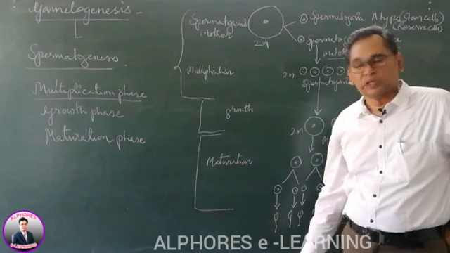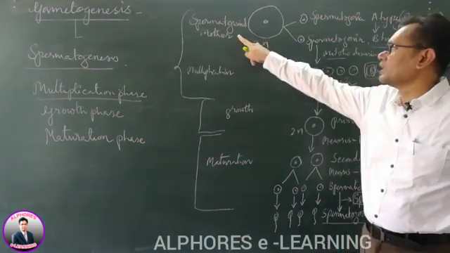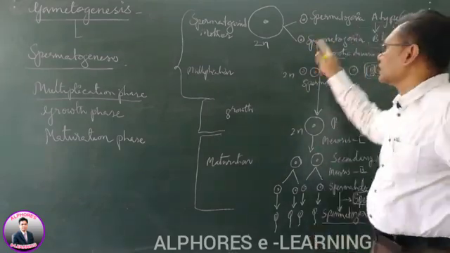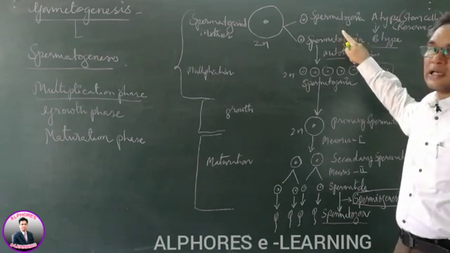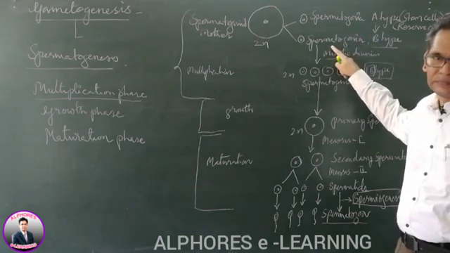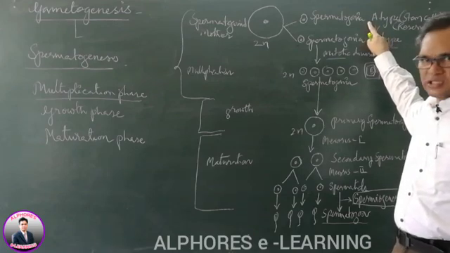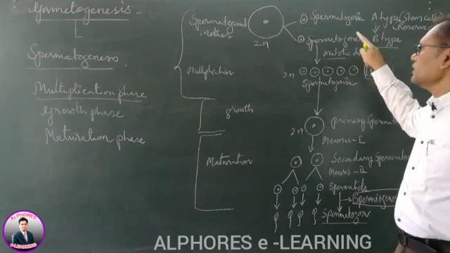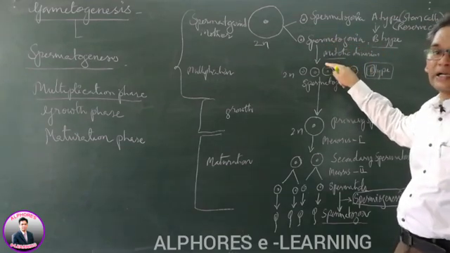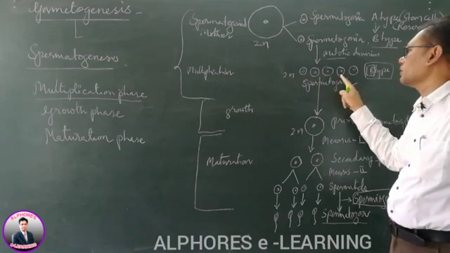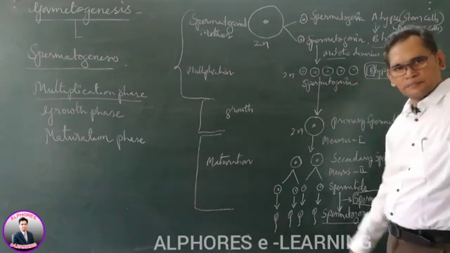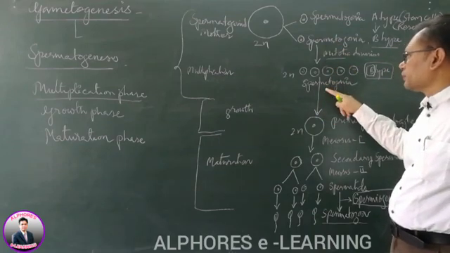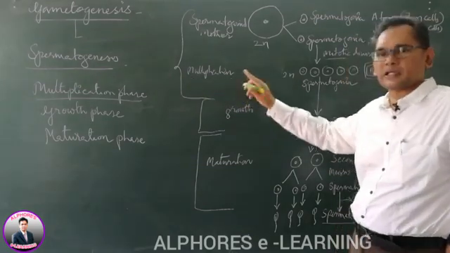Once again I repeat, there are spermatogonial mother cells which are lined in the seminiferous tubule. These divide by mitosis and produce two types of cells, spermatogonia type A and spermatogonia type B. Type A cells are reserve cells or stem cells. Whenever required, they produce type B cells. Type B cells undergo mitosis and produce a large number of type B spermatogonia. This process up to here is called multiplication.